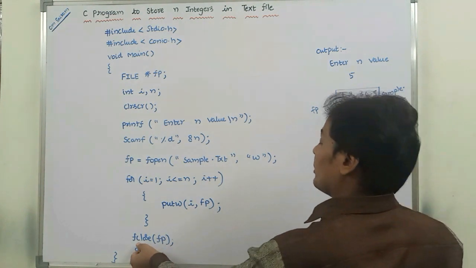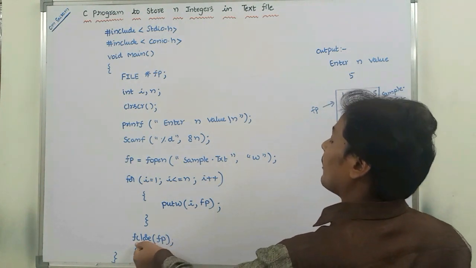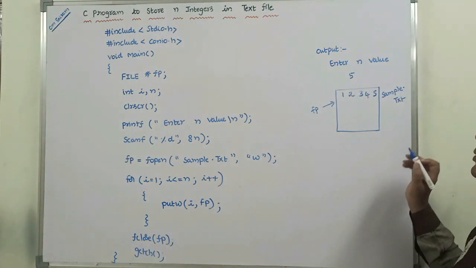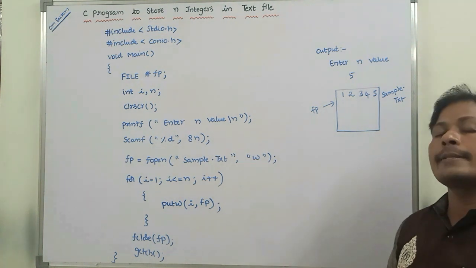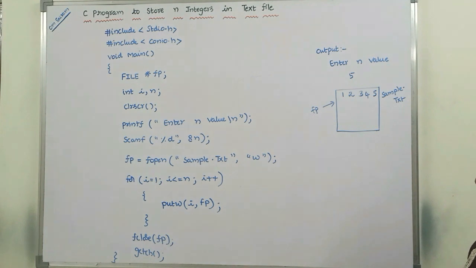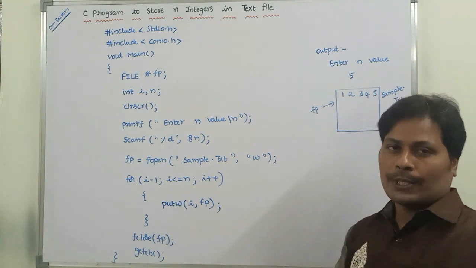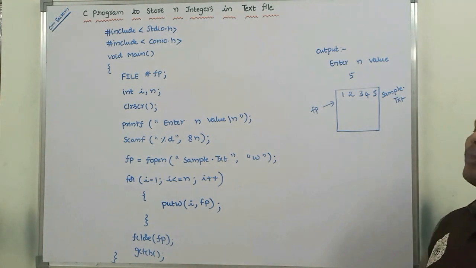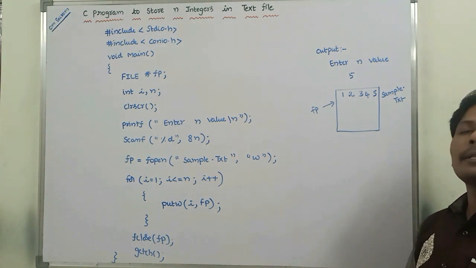What is the statement after the for loop? fclose(fp). We close the file sample.txt pointed to by fp. Then the program is closed. So this is the simple program to store n integers into a text file called sample.txt.